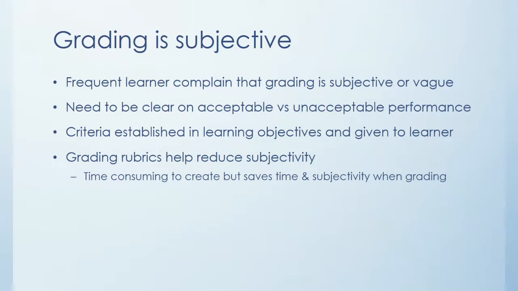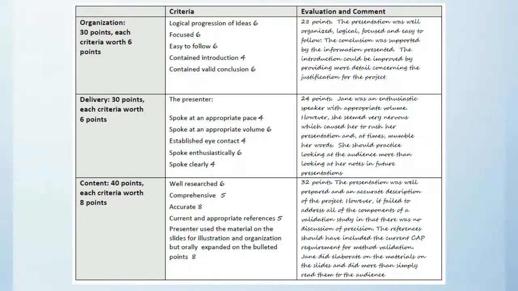And then making grading rubrics can help reduce subjectivity when you're grading. They're often time consuming to create initially, but they do save a lot of time when you're actually grading, and they also reduce the subjectivity when grading. So this is an example of a grading rubric. They have organization and different points for each thing. You see this person didn't get all the points for the introduction. And over here they have the sum of the points, as well as a spot for the instructor to put written feedback.